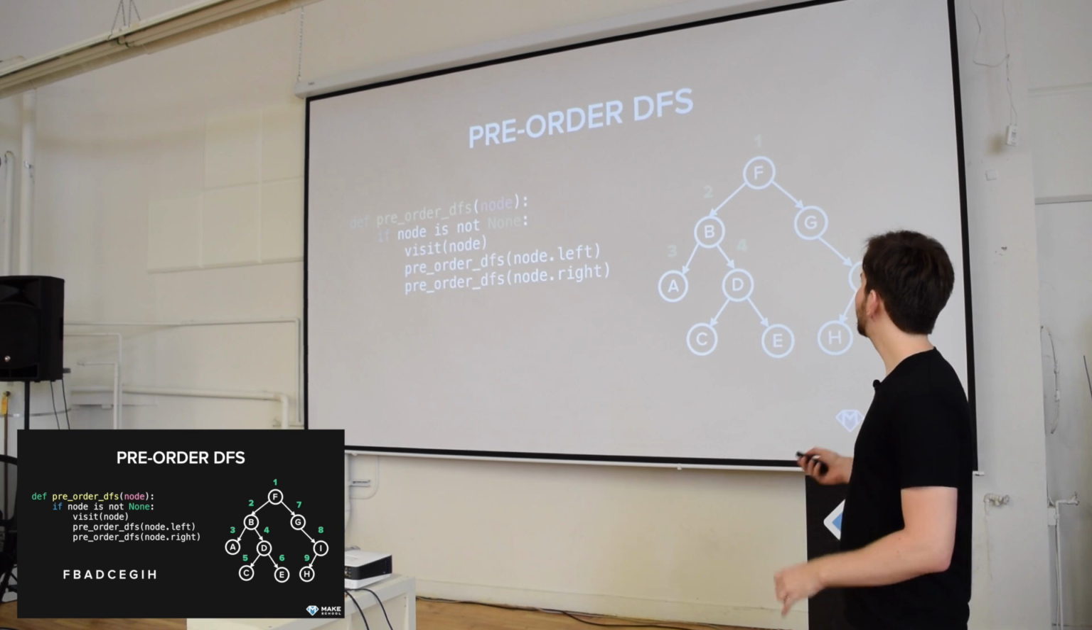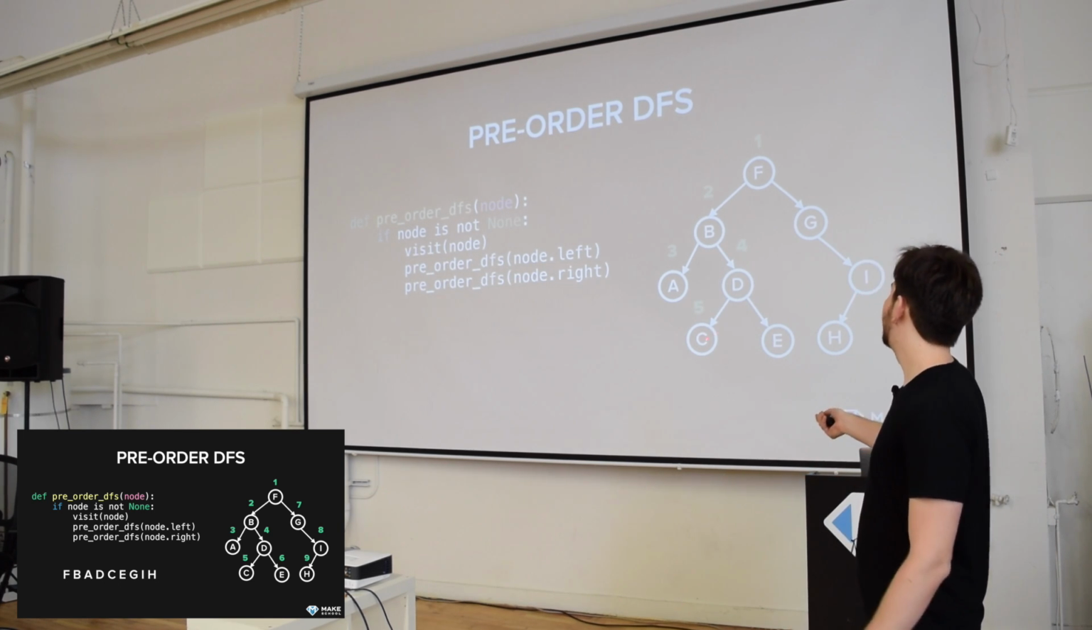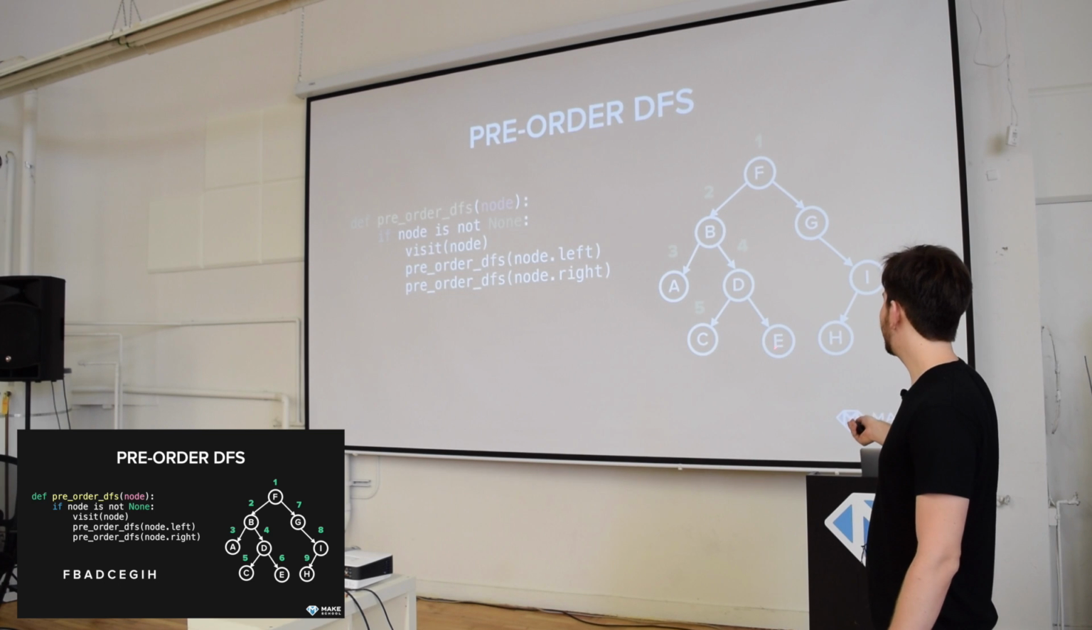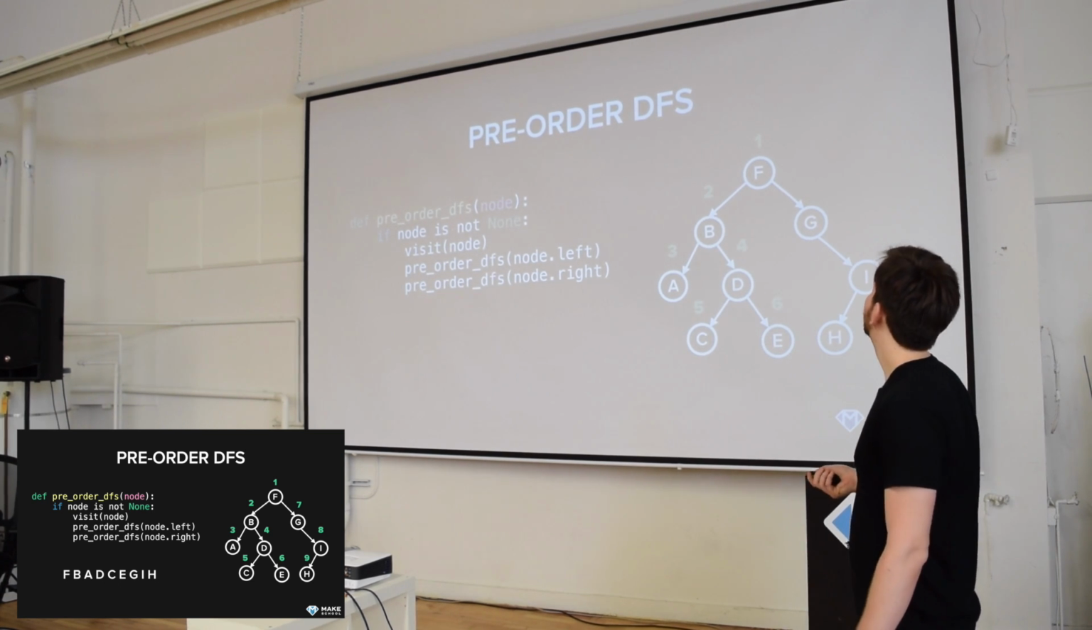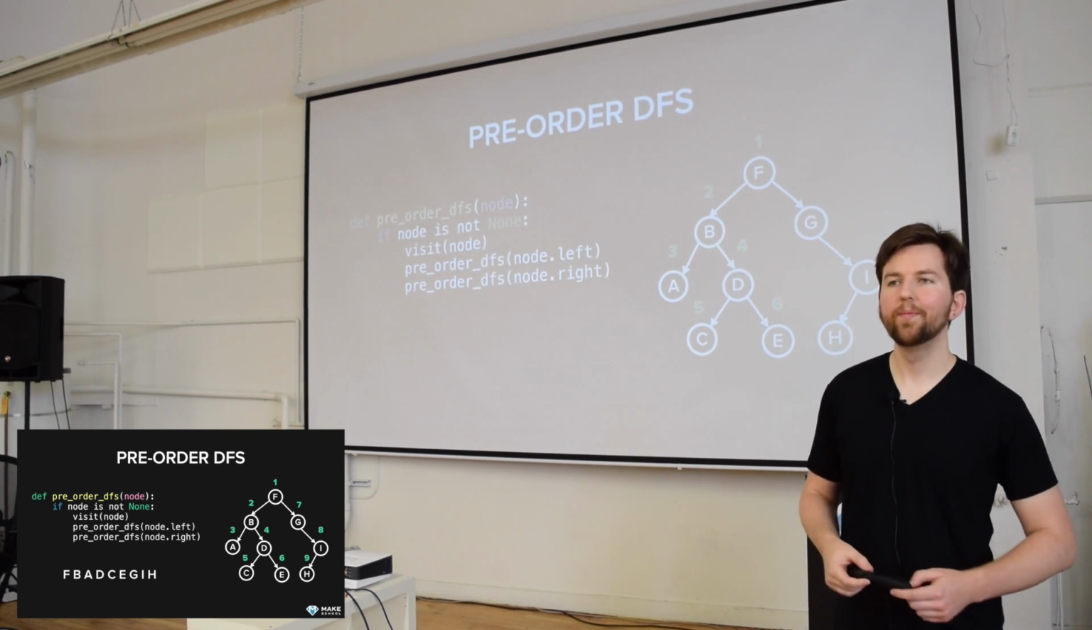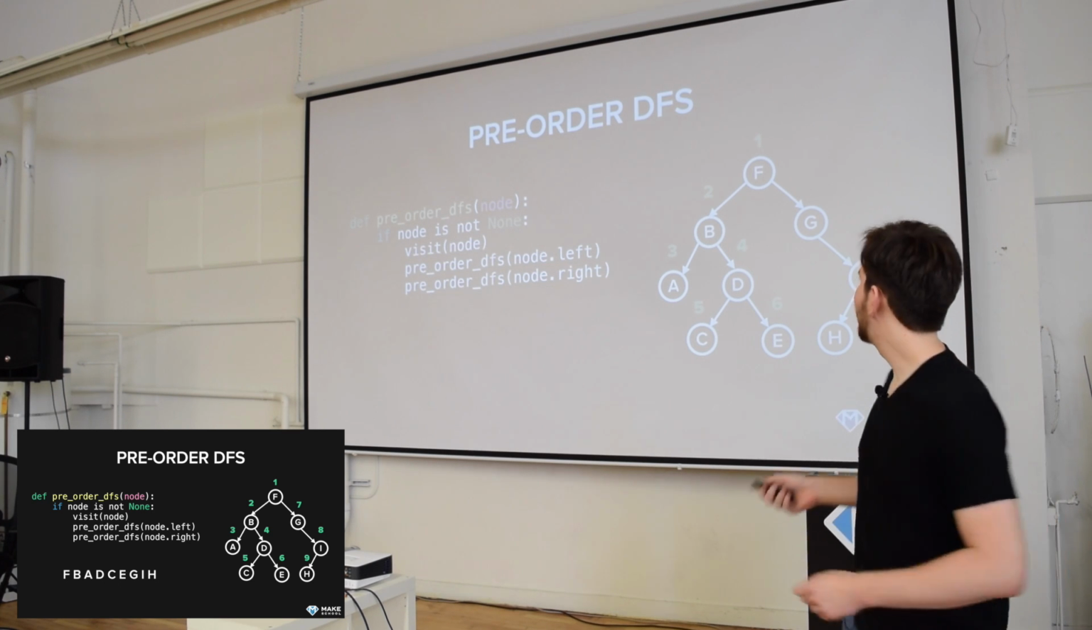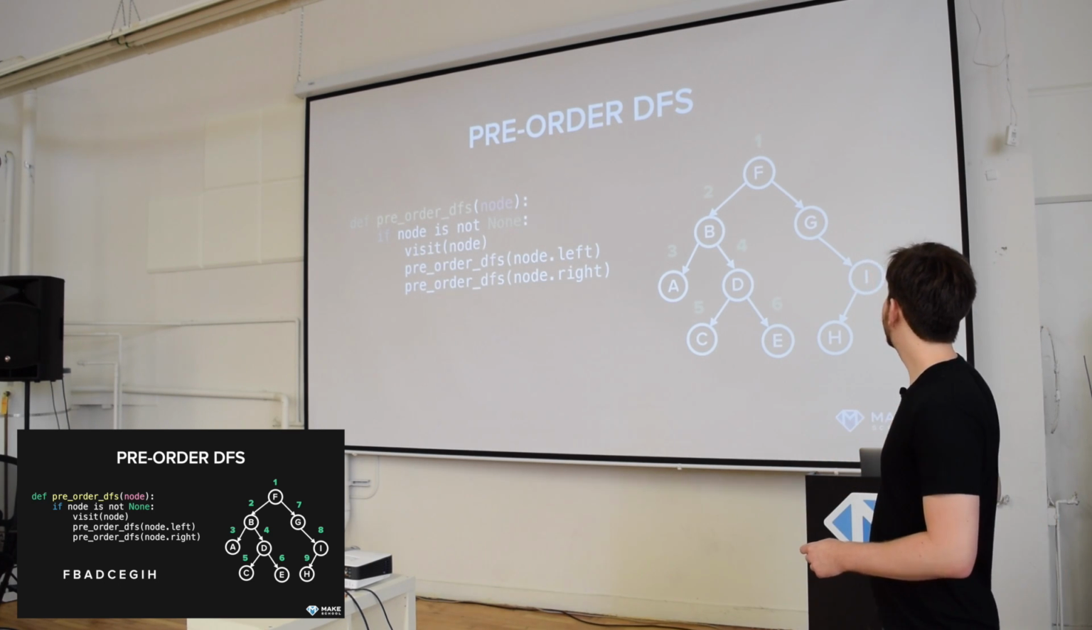Okay, so it should be pretty clear by now. So now we're going to do C. Then C has no children. We go back to D, print out D's right child, print out E. Now what happens? Okay, G, I, then H.